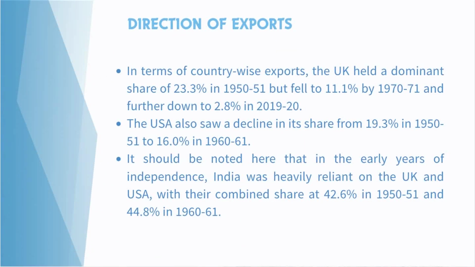And in terms of country-wise exports, the UK held a dominant share of 23.3% in 1950-51, but fell to 11.1% in 1970-71 and further down to 2.8% in 2019-20. The USA also saw a decline in its share from 19.3% in 1950-51 to 16% in 1960-61. It should also be noted that in the early years of independence, India was heavily reliant on UK and USA, with their combined share at 42.6% in 1950-51 and 44.8% in 1960-61.